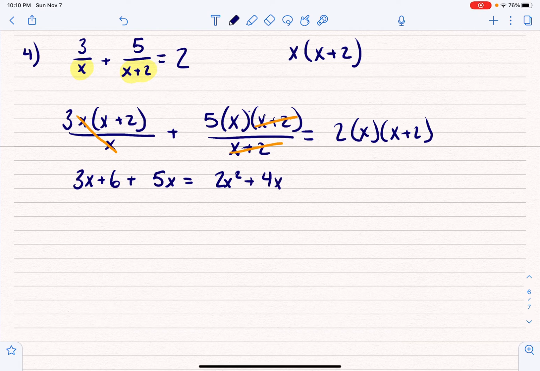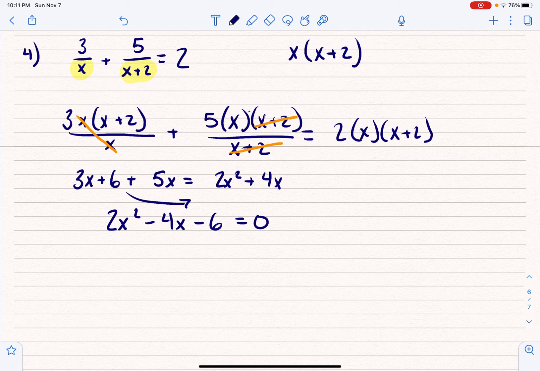Now we've got a quadratic, but just like before, we've got to push everything to one side or the other. So I like having my squared term positive, so I'm going to push everything to that side. So I've got 2x squared, I've got 4x, and I take away 3x, so I've only got 1x. Take away 5x, and I've got negative 4x, and then minus 6 equals 0.